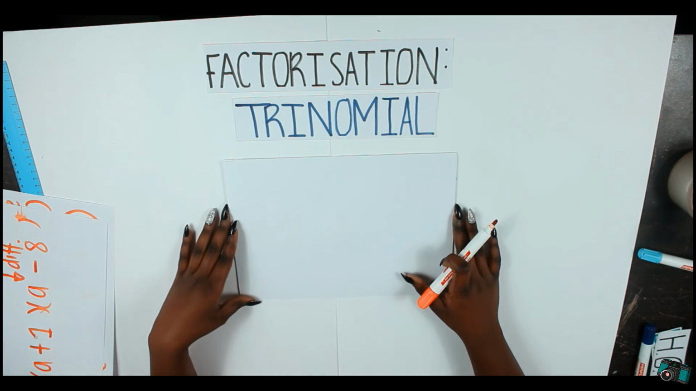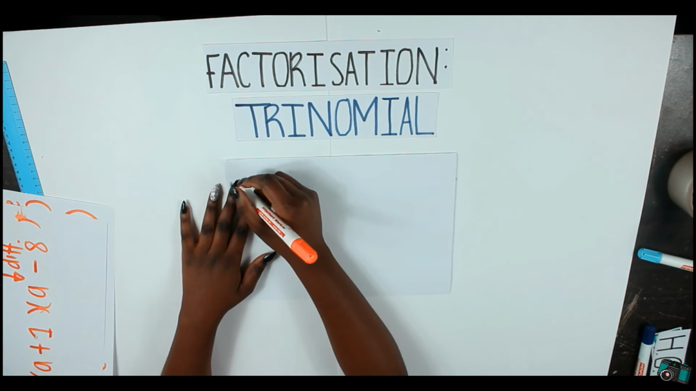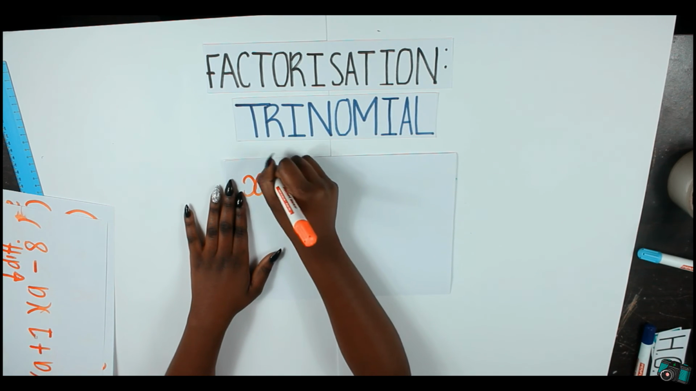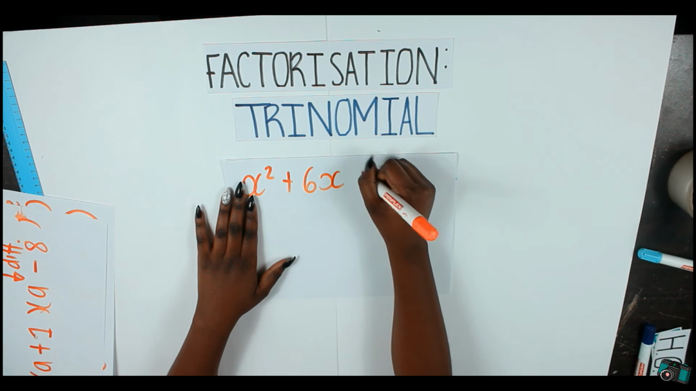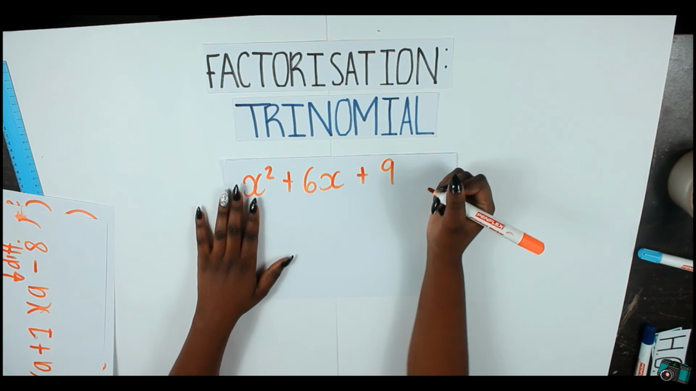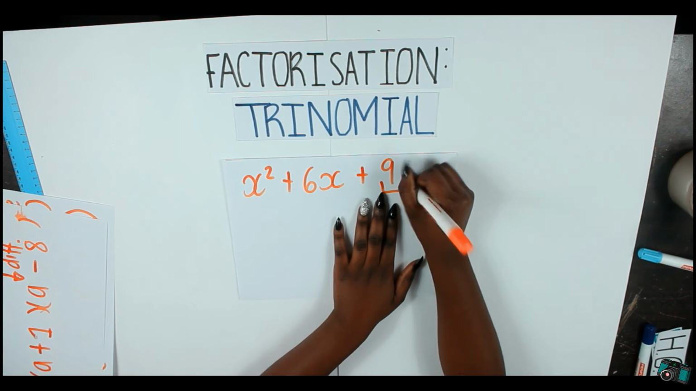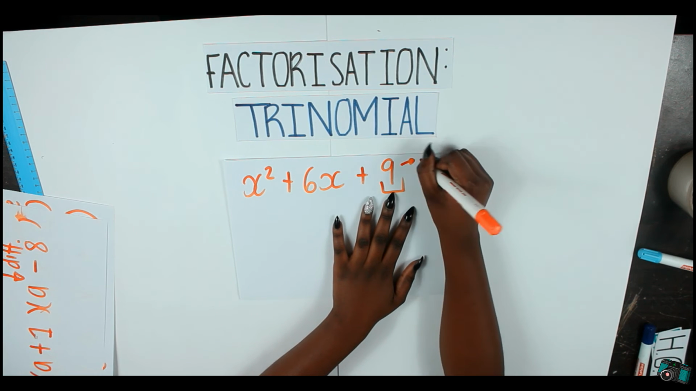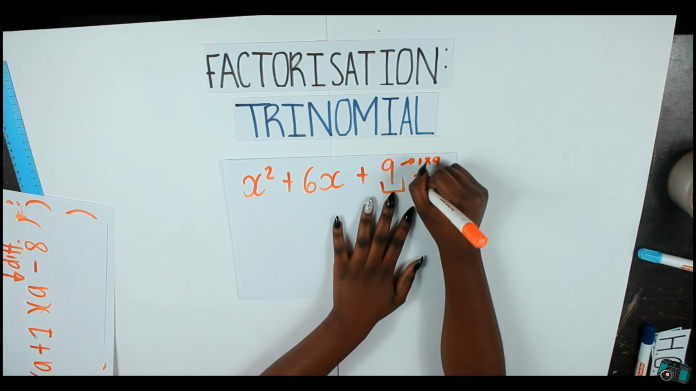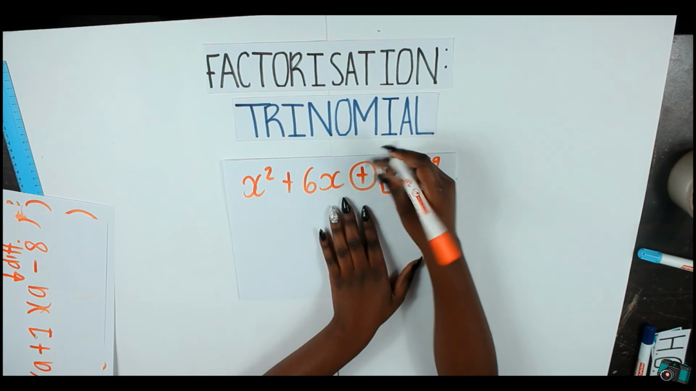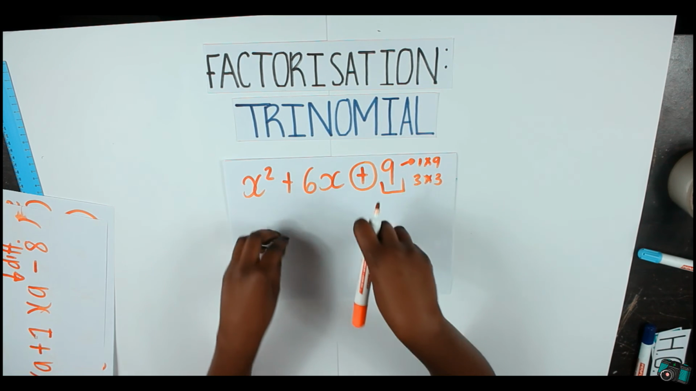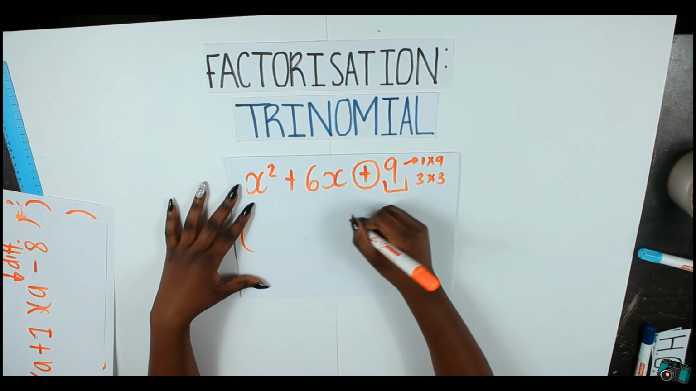Let's do 2 examples. So let's say you have x squared plus 6x plus 9. We get the factors of this number, so 1 times 9 and 3 times 3. This is a positive, which means your signs have to be the same in your brackets. So let's introduce our brackets.